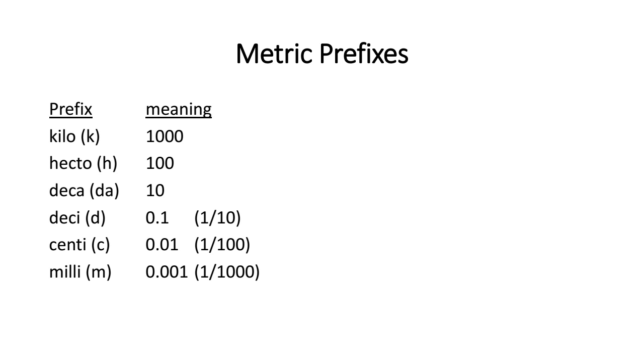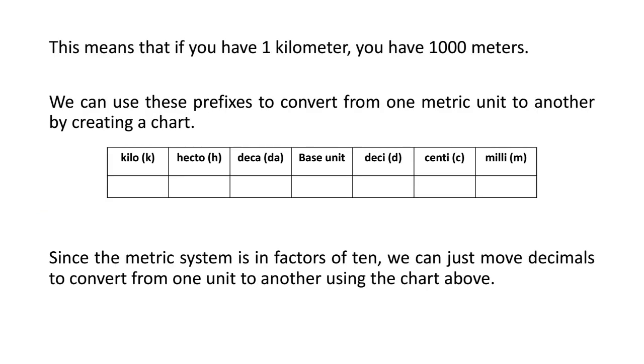So really, if you put a little line here, you've got some that are greater than one, and others that are less than one. So you've got deci, which is 1/10. A decigram would be 1/10 of a gram. A centigram would be 1/100 of a gram. And a milligram is 1/1,000 of a gram. Okay, so those are the metric prefixes.